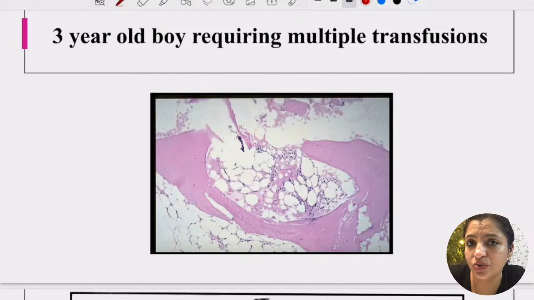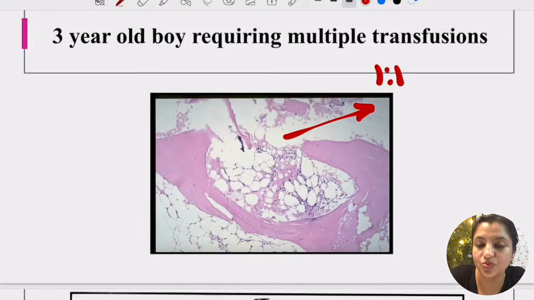So this is a 3-year-old boy presenting with multiple transfusions, and the bone marrow is given here. I hope everybody can understand this. This bone marrow contains a lot of fat. Normally the ratio of fat to cells is 1:1, but in this condition fat is excessively increased. That means in this patient the hematopoietic cells are decreased. So this is a case of aplastic anemia.